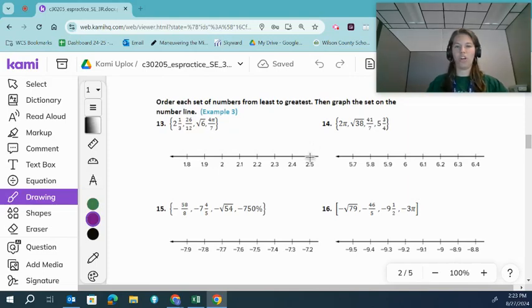Today we will be ordering real numbers. We are going to be estimating numbers on the number line and then ordering them from least to greatest. So let's take a look here.